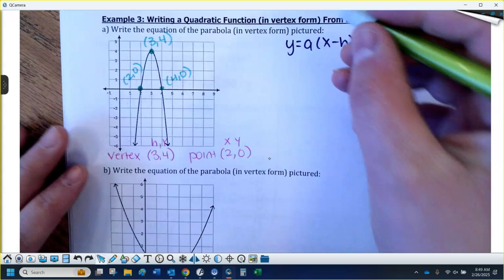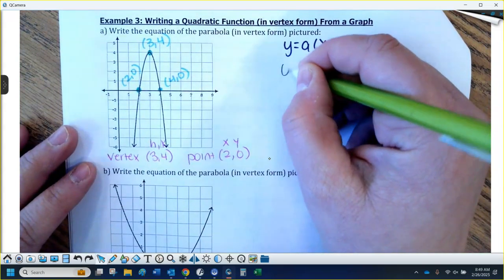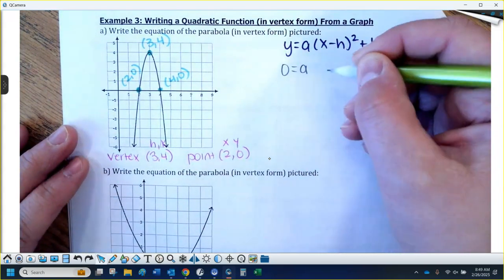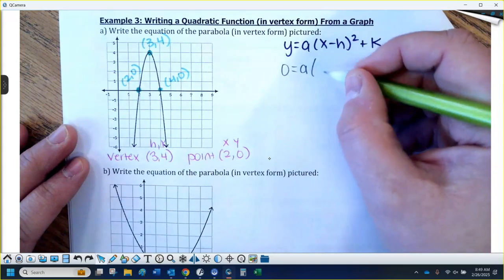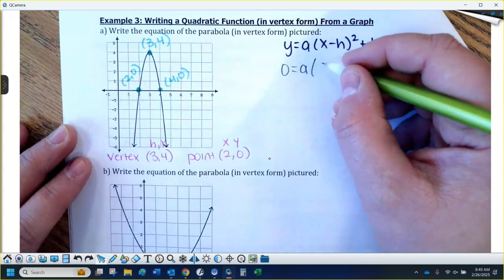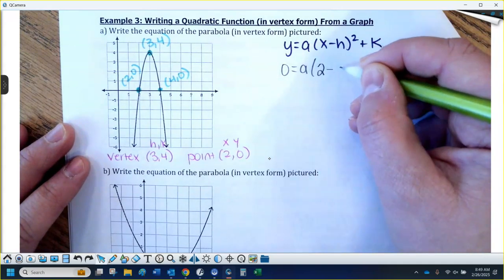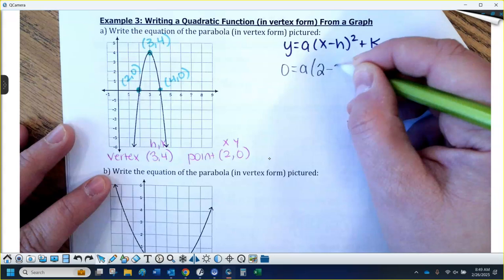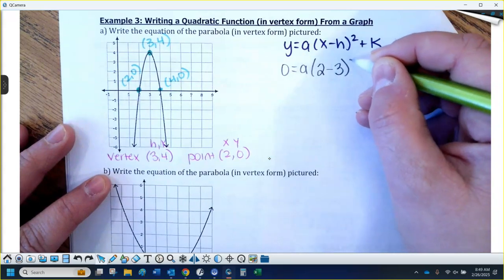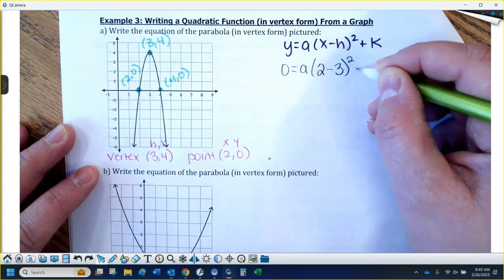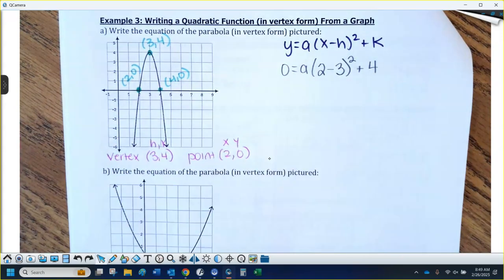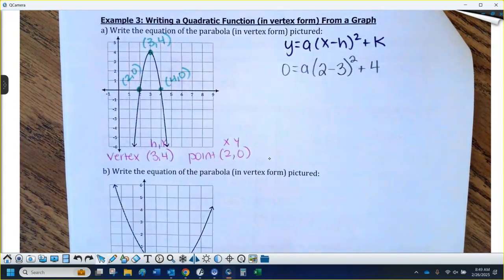Okay, so in for y, I'm going to put 0. I don't know the a, and we're going to talk about that in a second after I do this. The x-coordinate of the point is 2 minus the x-coordinate of the vertex, which is h, so that would be minus 3. That's squared, don't forget the squared, plus the y-coordinate of the vertex, that's k, so that's going to be 4.